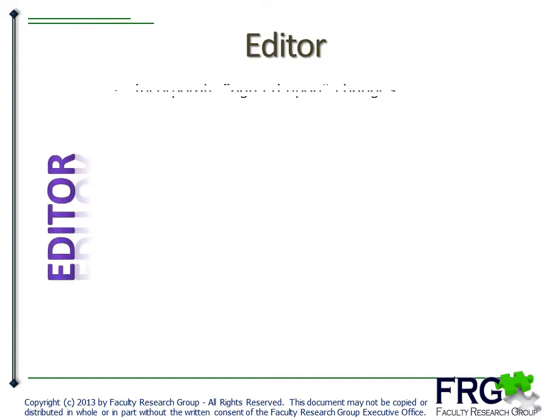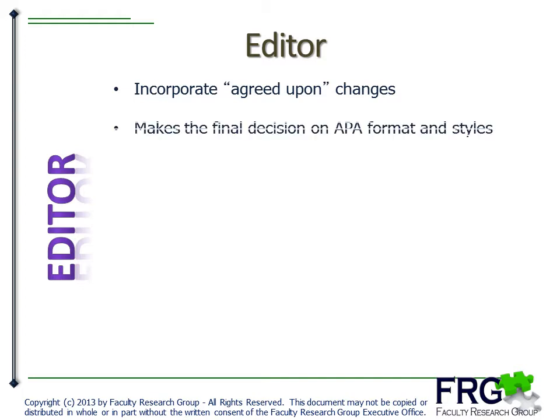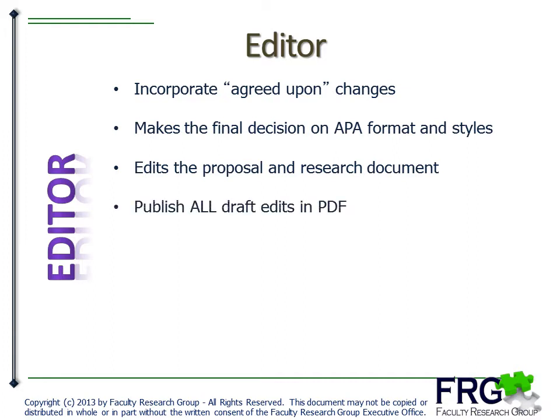The editor incorporates agreed-upon changes and makes the final decision on APA format and style changes. The format should comply with FRG requirements. The editor edits both the proposal and the research documents that are provided by the summary leader. It is important to publish all draft edits in PDF, meaning you would include a PDF when requesting input and gaining approval from your research committee. The editor should also change the file name to the most current date.